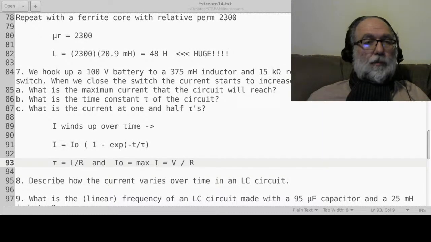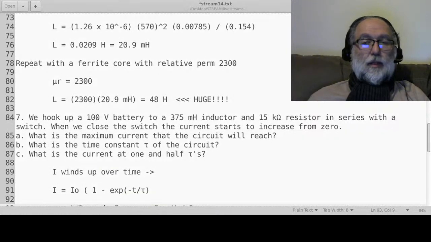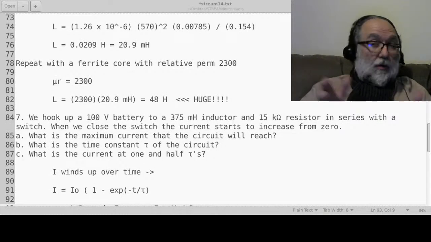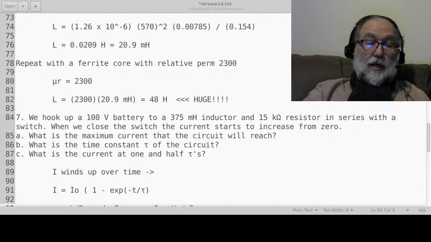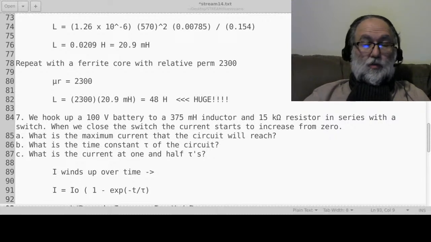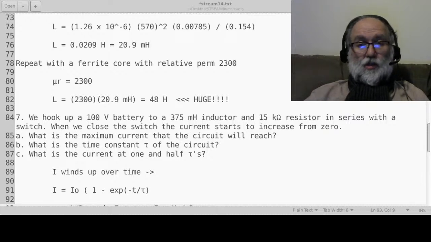Let me just move this so it's a little easier to read these formulas. The questions I just did were for an isolated inductor, but you can put inductors in circuits. You can put them in circuits with capacitors, and you can put them in circuits with resistors. You can even have all 3 components, although we didn't do that. We didn't do an LRC circuit, but we did do an LR circuit.